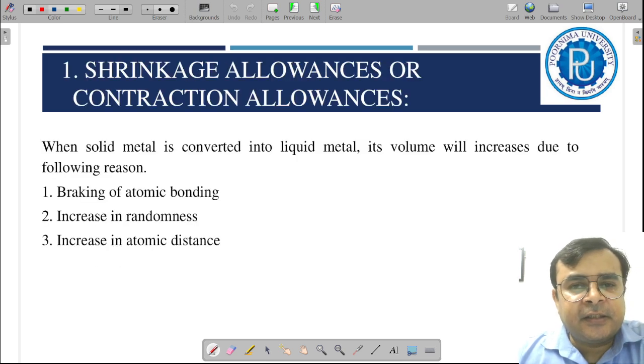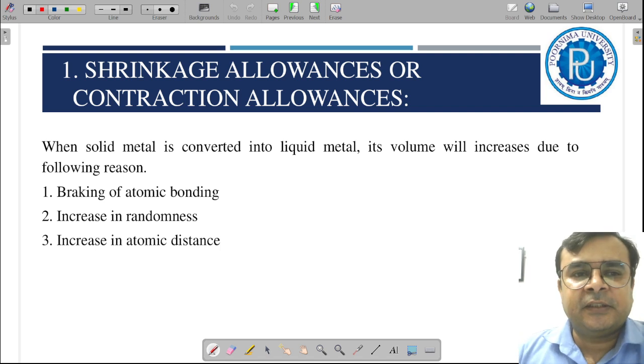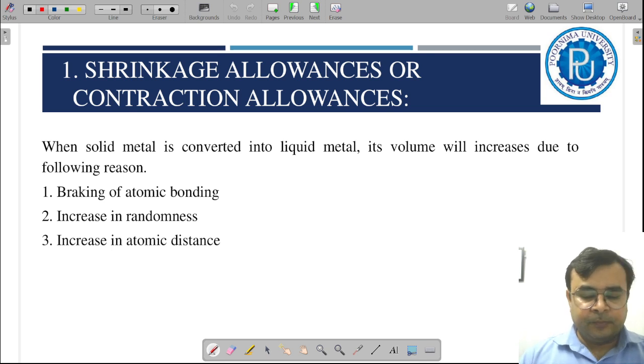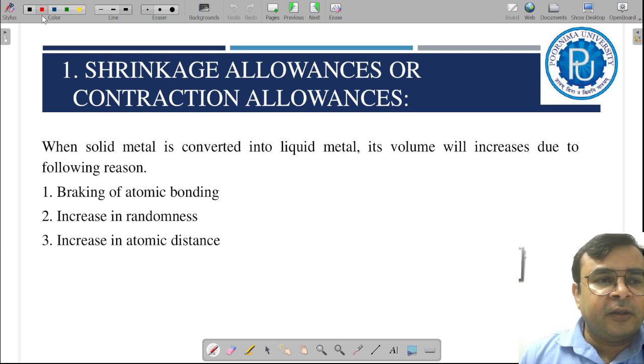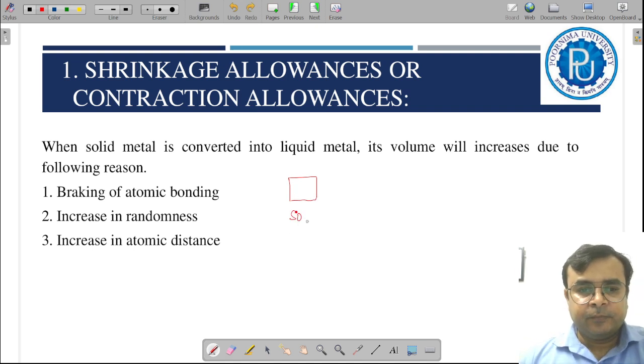Let's start with the first pattern allowance, that is the shrinkage allowance. First, let's see why shrinkage allowance is required. This is a very essential question. As far as the metal casting process, I already told in the previous sessions, the raw material is present in solid state. This is a raw material like a metal piece, present in solid state.